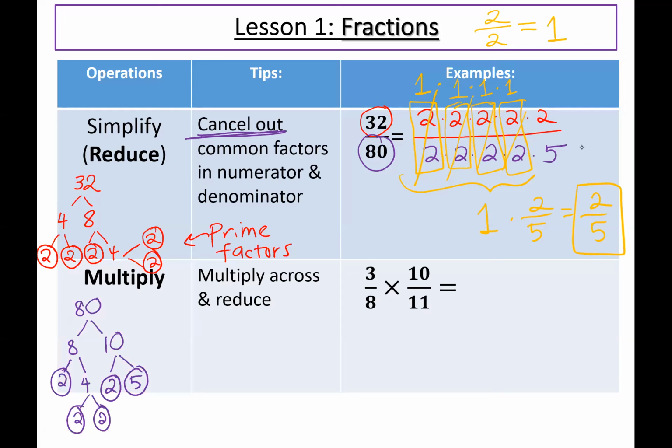All right, so are you scared yet? Just kidding, no, it's not gonna be that bad. All right, reducing fractions is something we will continue to work on. Now let's look at our next example here, multiplying.